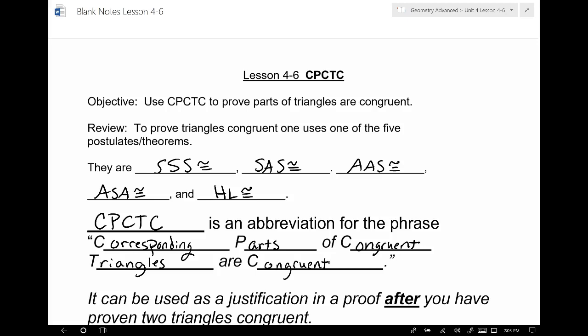Class, what does CPCTC stand for? Go. Corresponding parts of congruent triangles are congruent. You said that as if you're doing a response reading in church. People, that's boring, okay? There's a little bit more than that. You guys know what I'm talking about, right? When you do this in church.